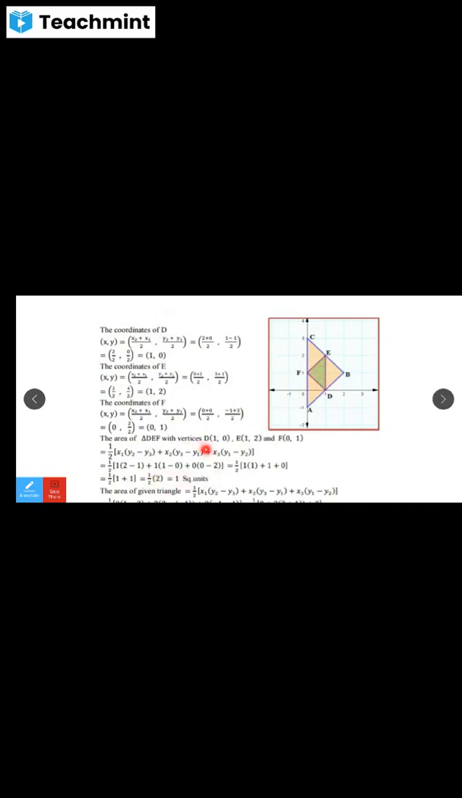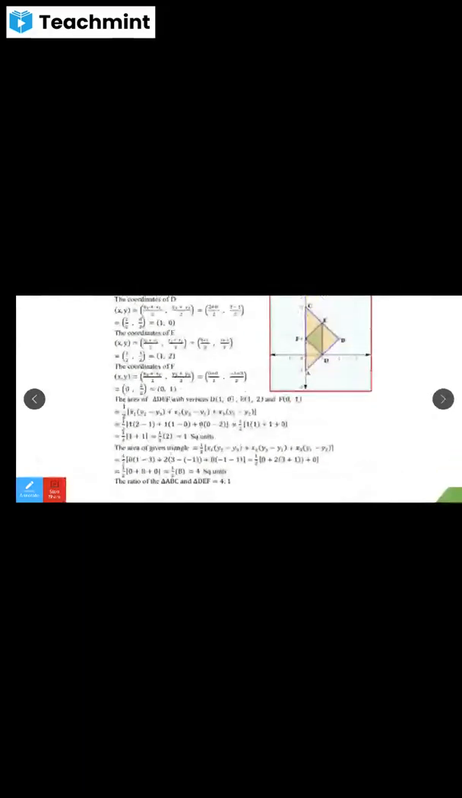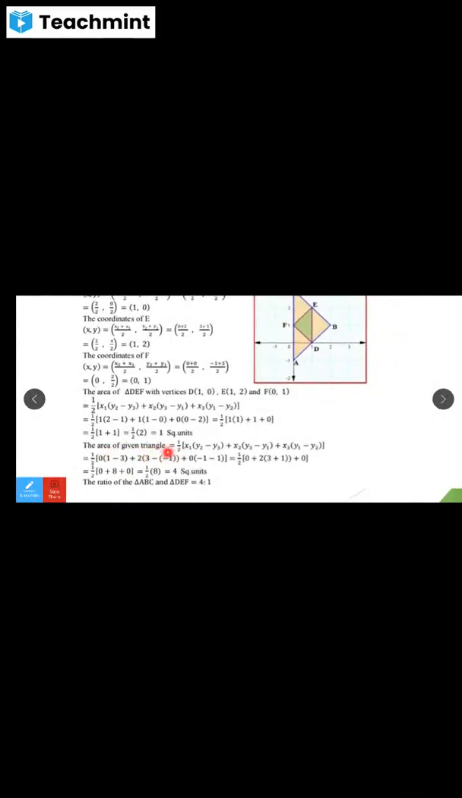So to find the area of triangle ABC, we need to use the area of triangle formula again. See here, the area of triangle ABC, again using that formula, by substituting these values we will get 4 square units. This is the general form. Any triangle you may consider, the area of the original triangle is always 4 times the area of the triangle formed by the midpoints of that triangle.